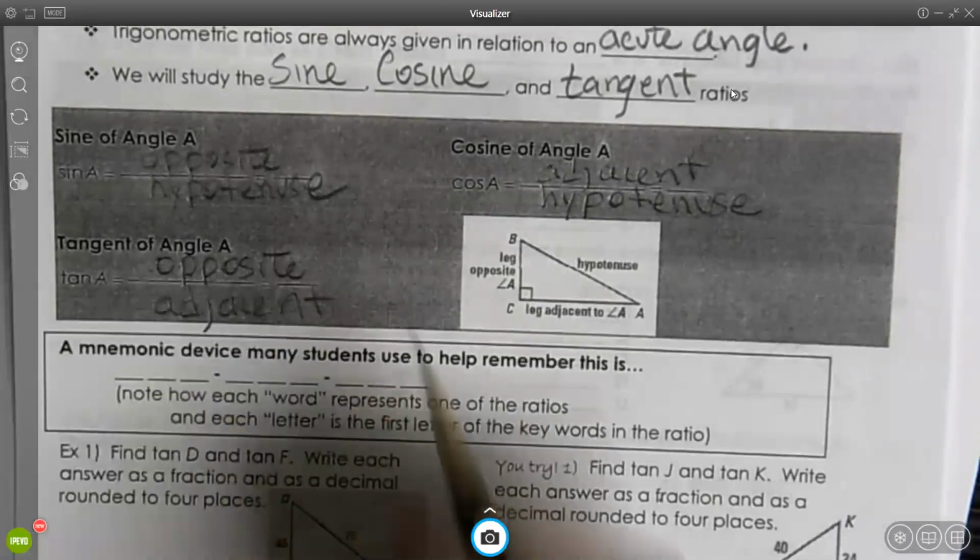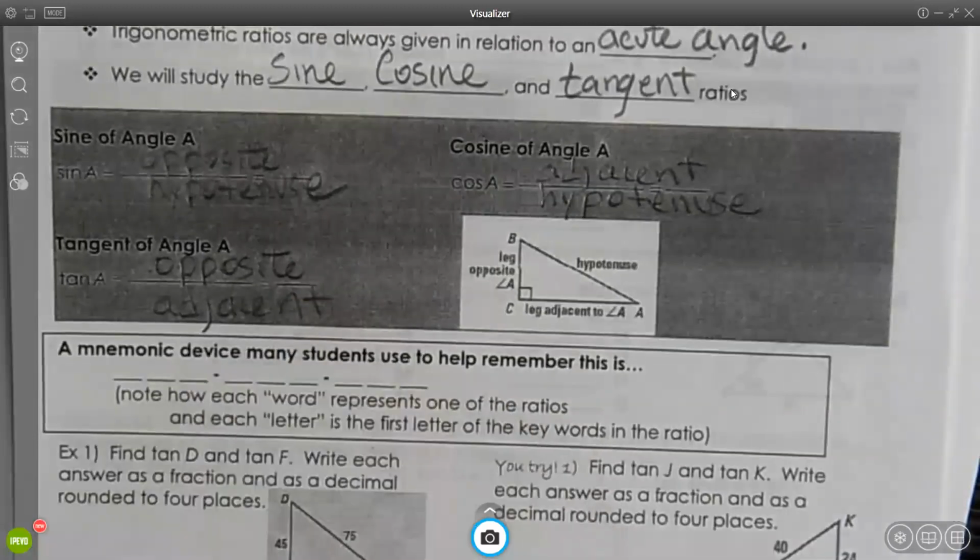So notice how each of those ratios is different. None of them are repeats of each other. The biggest challenge is going to be remembering what is the ratio for sine, what is the ratio for cosine or tangent. We have a little trick for you to help remember that.